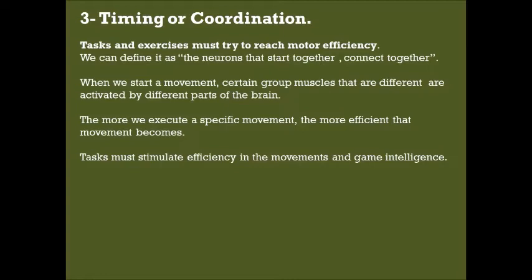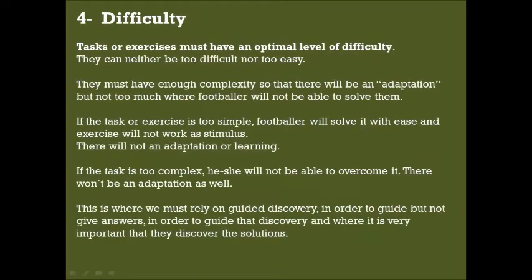Timing or coordination, as I mentioned before: we're looking for motor efficiency. And we can define it as the neurons that start together, connect together. When we start a movement, certain muscle groups are activated by different parts of the brain. The more we execute a specific movement, the more efficient that movement becomes for our body to execute. Tasks must stimulate efficiency in the movements and game intelligence. So this one is number 3, which is the timing or the coordination.